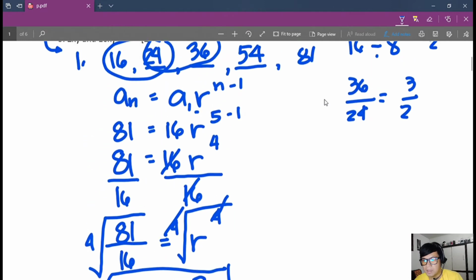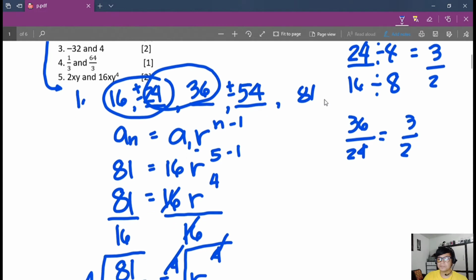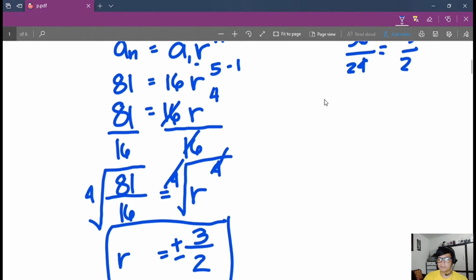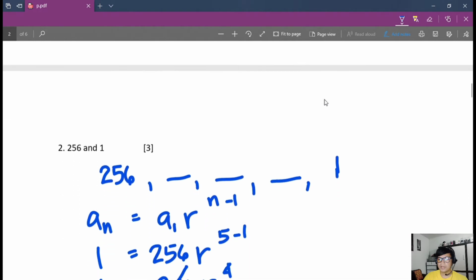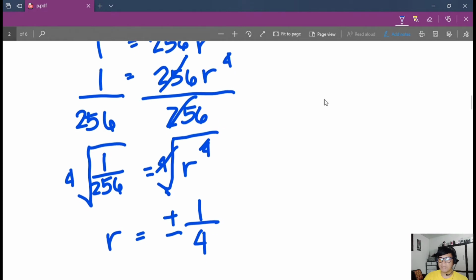So it can be like this, 16 here, and the next term is positive or negative 24. Here is positive, and here is positive or negative. So it can be positive or negative, so, alternate. So, here, our common ratio is positive or negative 1/4.